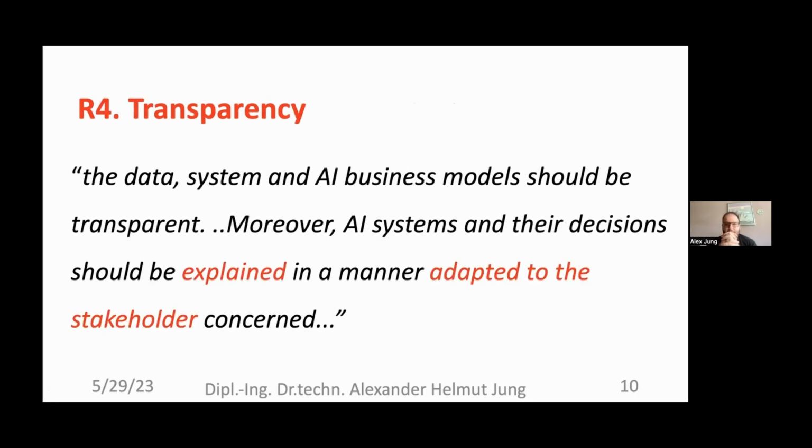And the fourth requirement, which I will discuss in the context of federated learning, is transparency. So the data system and the AI business model should be transparent. Moreover, AI systems and their decisions should be explained in a manner adapted to the stakeholder. So what I find remarkable here is already a hint that explanation, or explainability in machine learning, is something personalized. Explanations should be adapted to the stakeholder.